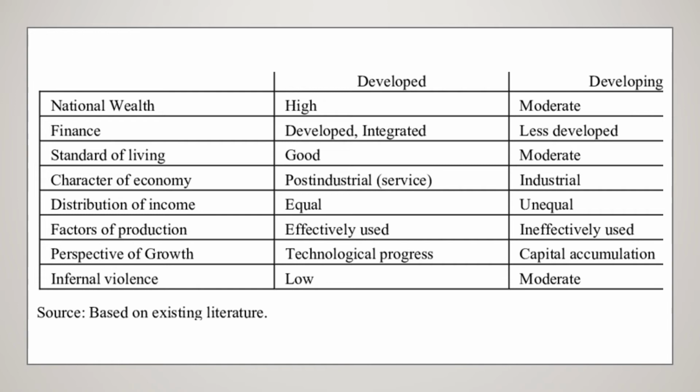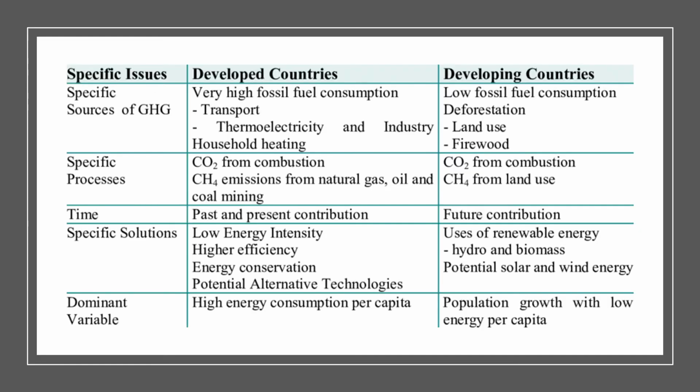Then the factors of production in developed countries are effectively used, but in developing countries they are not effectively used. The perspective of growth in developed countries is technological progress, but in developing countries it is capital accumulation. Internal violence in developed countries is low, but in developing countries it is moderate.